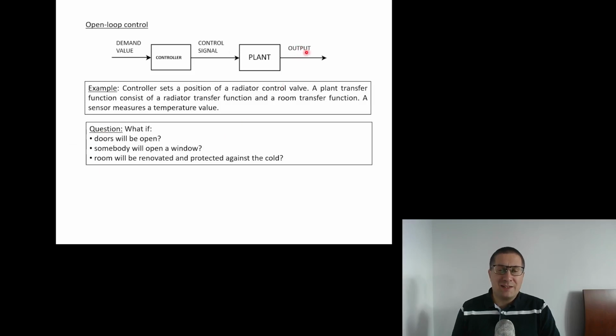So they affect the output, but we do not have control over them. Of course, I have control over the fact if I'm opening or closing the window, but let's say my wife will come and open the window, right? So as every husband understands, we don't have any kind of control over our wife, so it's a disturbance. Greetings to Ivona.